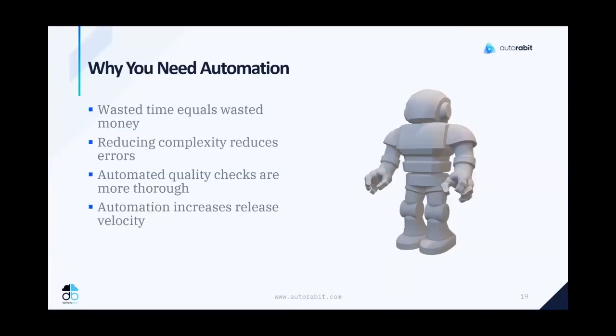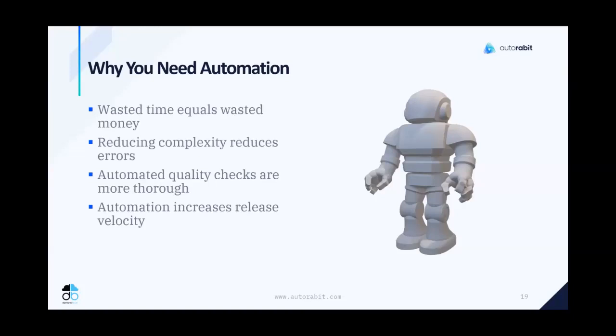The first is that wasted time is ultimately going to equal wasted money. The more manual steps, the more time it's going to take, and it's ultimately going to elongate your lead time and lead to increased DevOps costs. When we automate processes, we're able to take out the complexity involved a lot of times with these manual processes, which is going to reduce errors in your system.